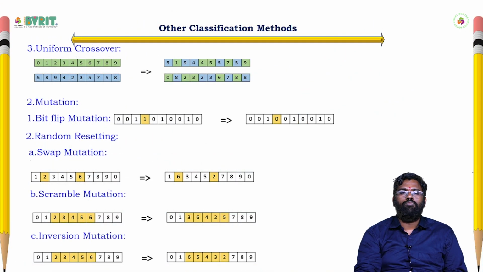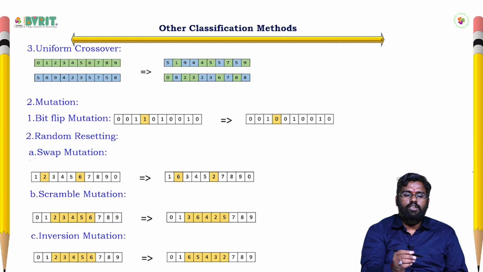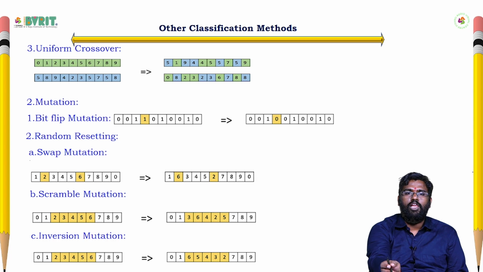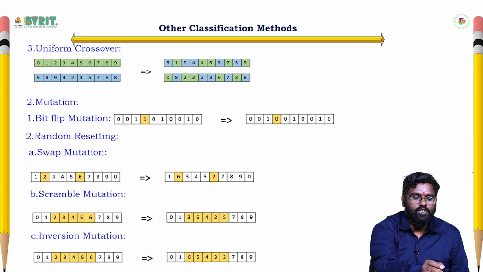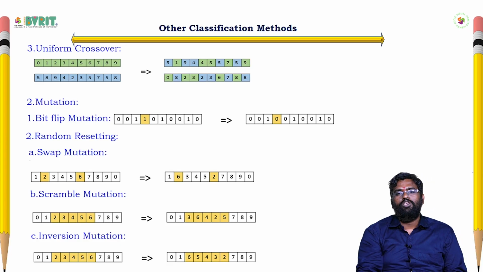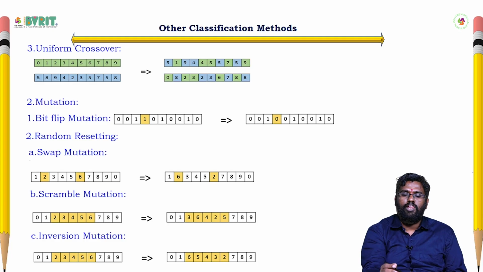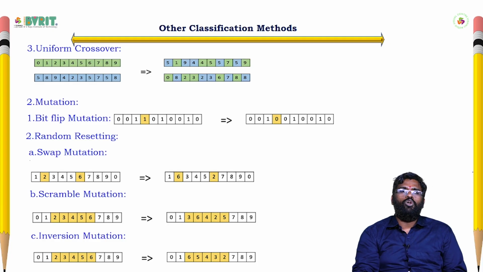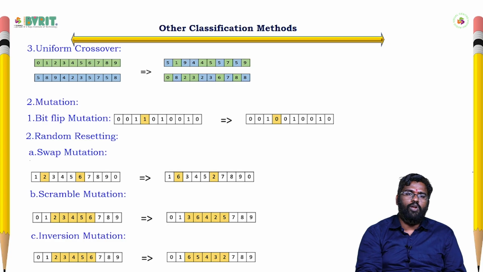Third one is uniform crossover. Uniform crossover means the values are changed continuously, one after the other. See here, the first one 0, 5 will be changed, next 1, 8, next third 9, 2, continuously. Either the values will be changed like 0, 2, 4, 6, 8, or like 1, 3, 5, 7, continuously changed. That is uniform crossover.